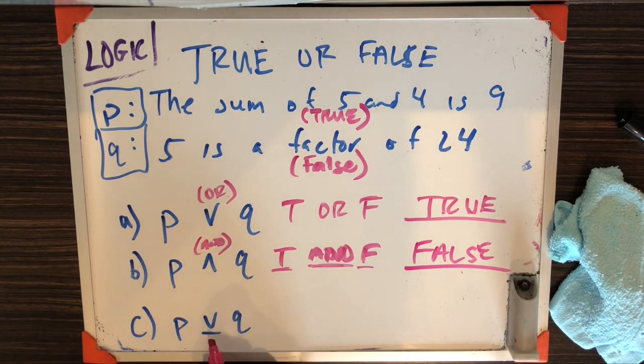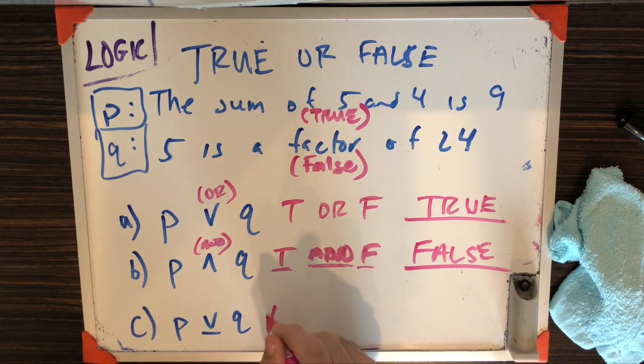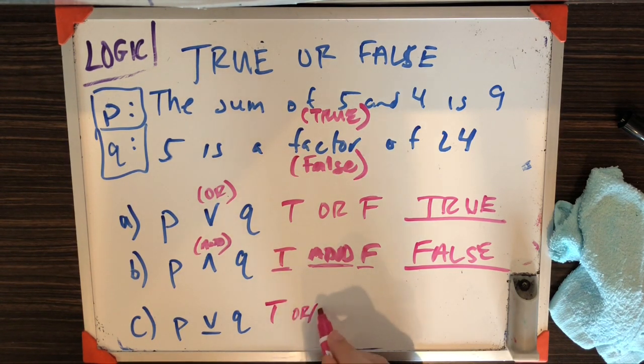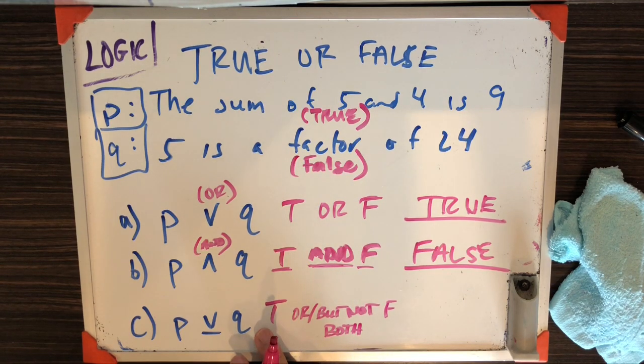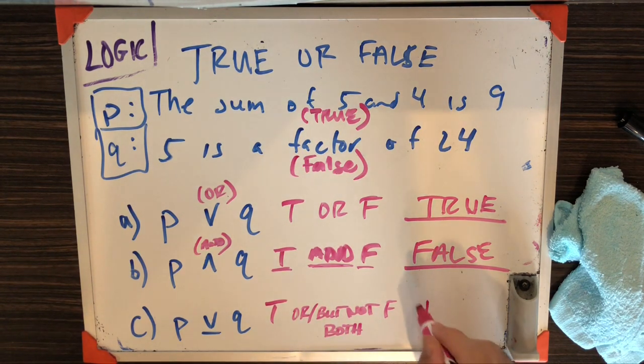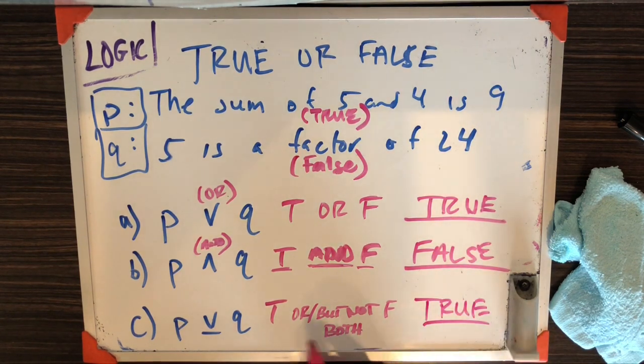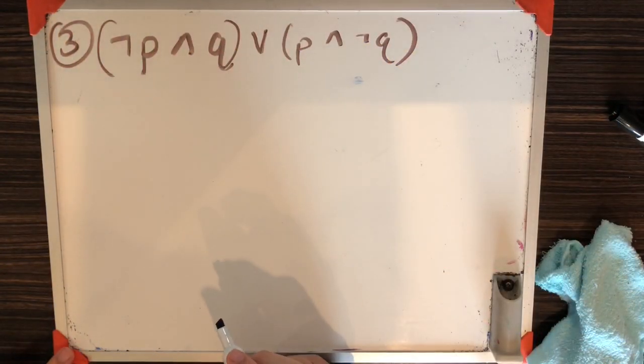Okay, P exclusive disjunction Q. So P or Q, but not both. I have true, but not both, false. Both of these are not true, so it's not going to be false. Both of these are not false, so it's not going to be false. So this would be true. Whenever there's one true and the other one is false, it's going to be true. Let's go ahead and try number 3.